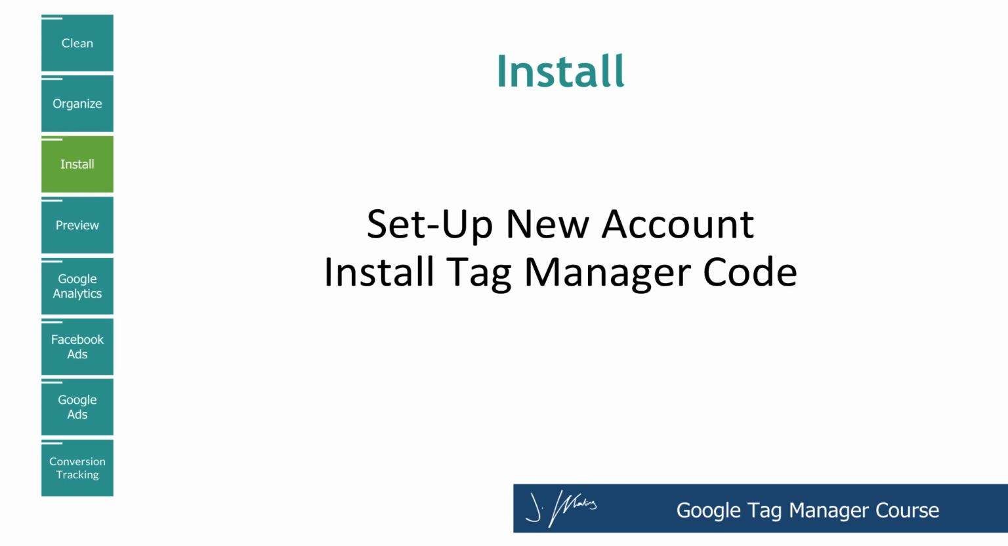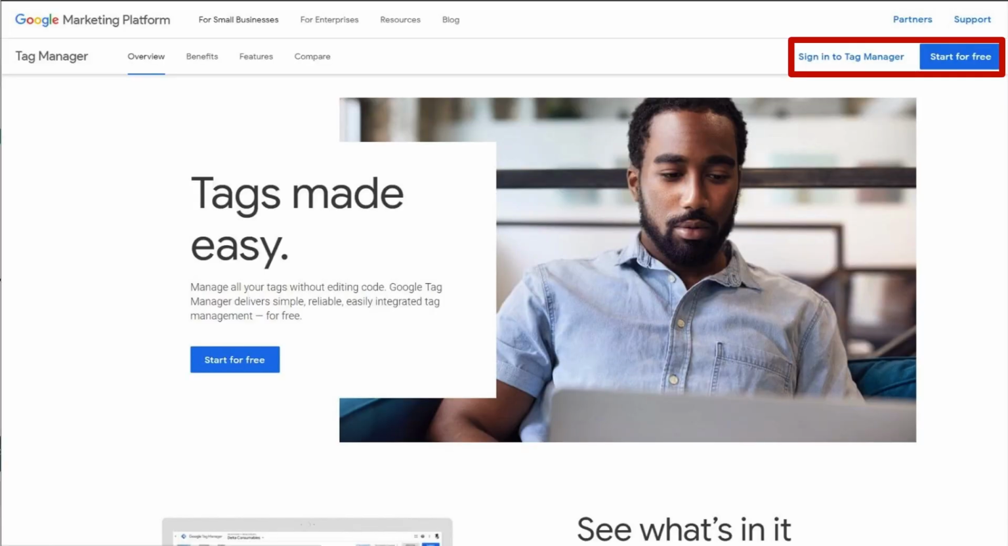Now it's time to install the Tag Manager code. So first things first, we're going to need to open up a Tag Manager account if we don't already have one. So you'd head over to just Google search, Google Tag Manager, and you'll be taken to a page that looks something like this, and you'll go ahead and click sign in or start for free.